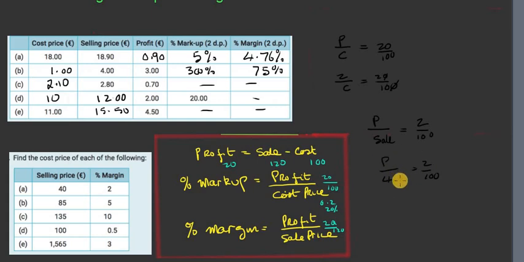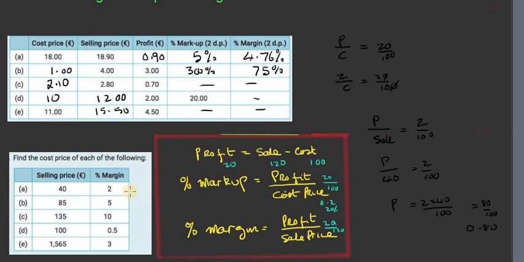Now I want P on its own. I want to find out what the profit is. I can do that in this formula. What I need to do is multiply both sides by 40. So that's going to give me 40P divided by 40. That's just going to give me P is equal to 2 times 40 over 100. So I multiply both sides by 40, which left me with P. And that's going to give me 80 over 100, and that's 80 cents.